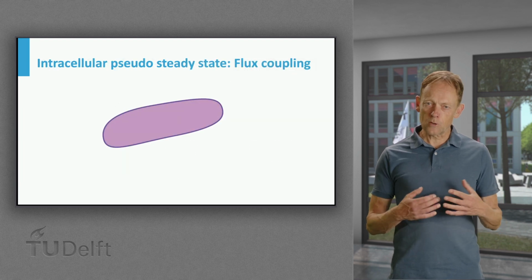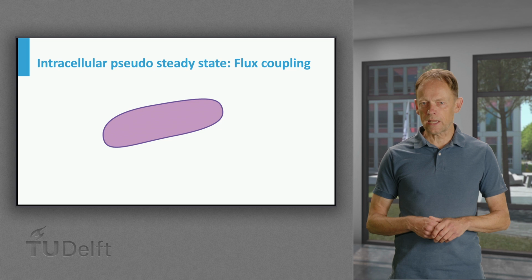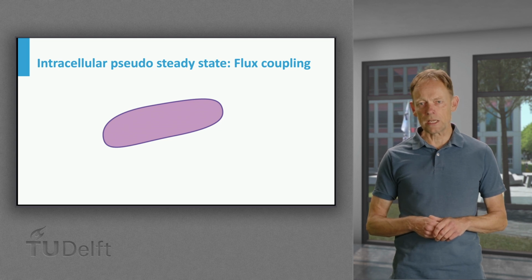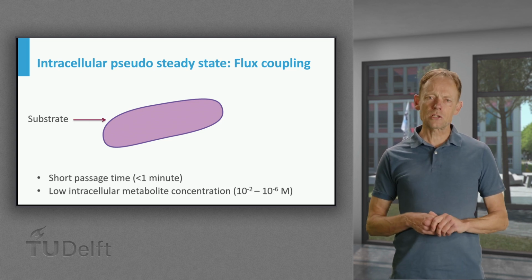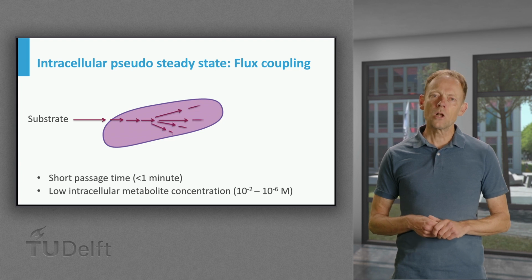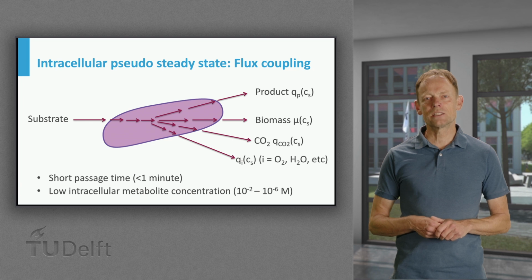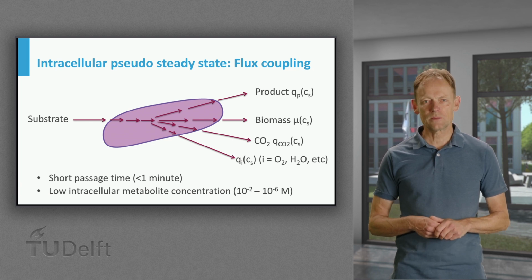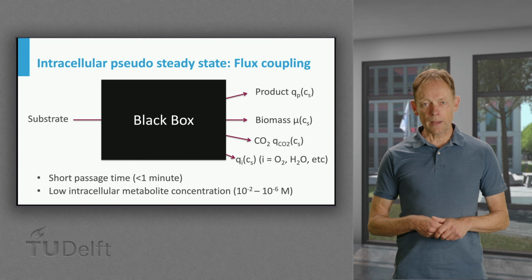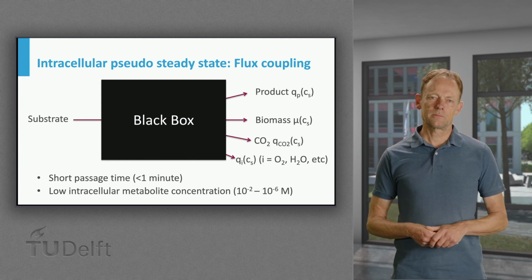Inside the cell, all the fluxes of the metabolic pathways can then be assumed to be in synchrony. This is called flux coupling, where all intercellular concentrations are in steady state and all Qi rates depend only on Qs. This will allow the black box simplification.